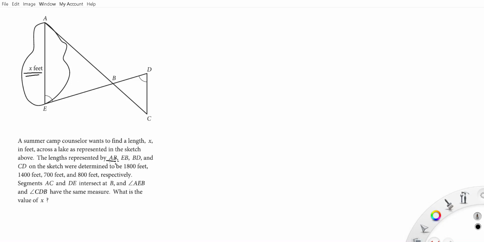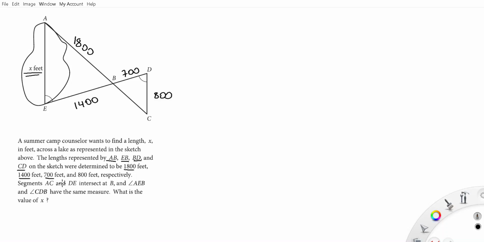It says AB is 1,800, so AB is 1,800. EB is 1,400, so that's right here, 1,400. BD is 700, so that's this right here, 700, and CD is 800. There we go.